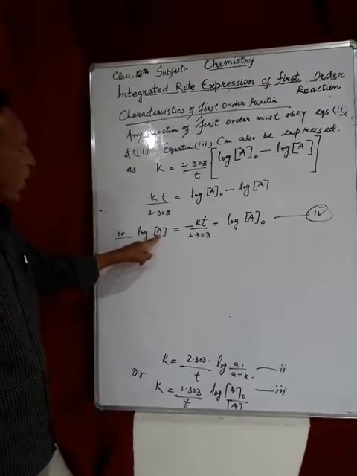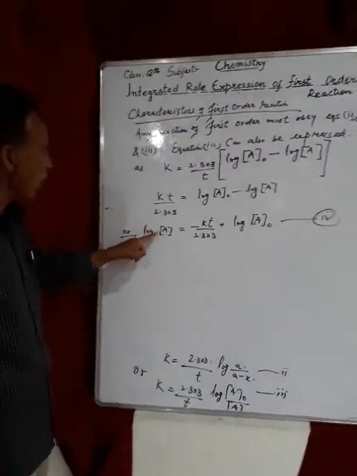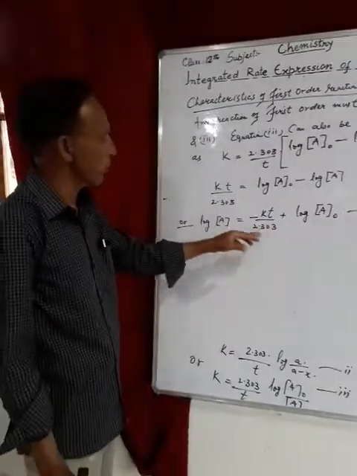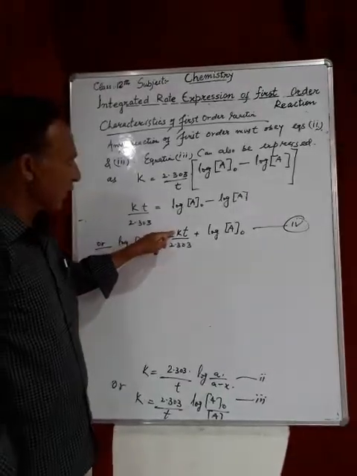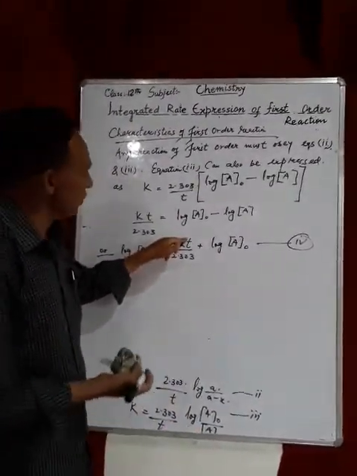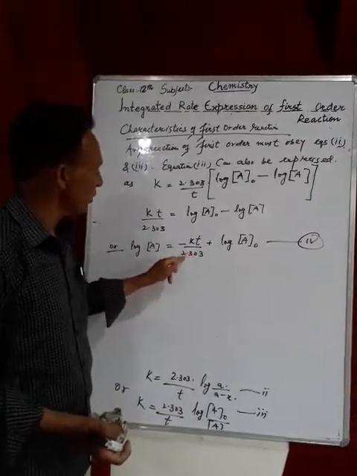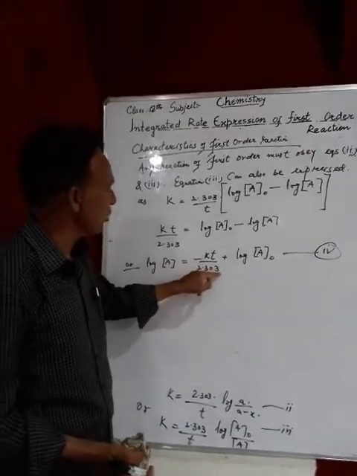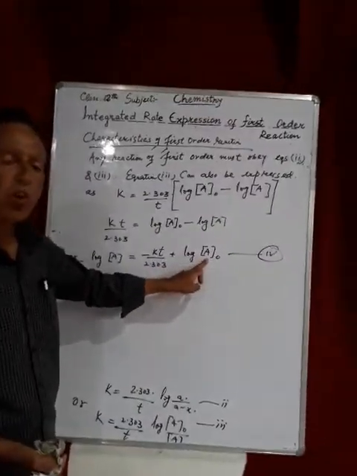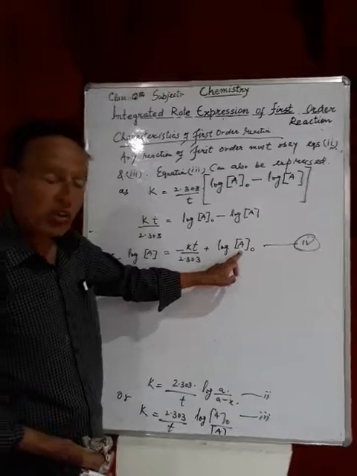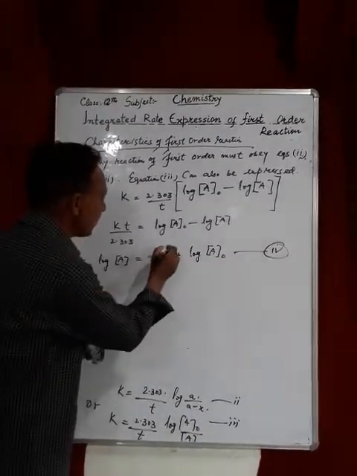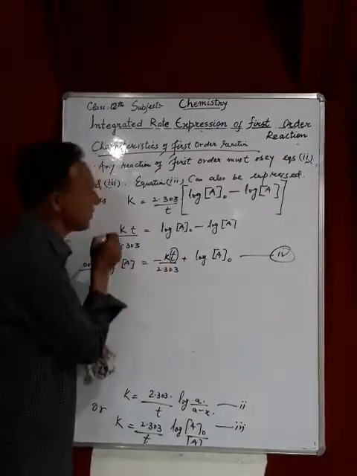Now if we take equation 4, the log a, the concentration of the substance A at time t, goes on changing with respect to the time. K is the rate constant for first order reaction. This is constant. t varies, we can change the value of the time. 2.303 is also constant. Log of a naught, the initial concentration of the substance A, is also a constant quantity. Only t is the variable.